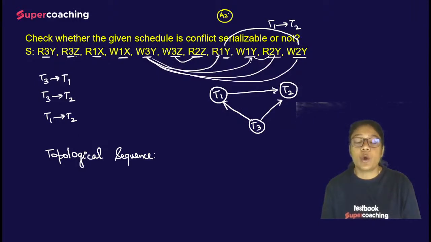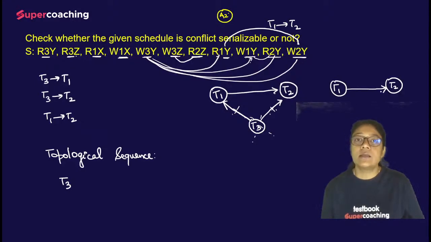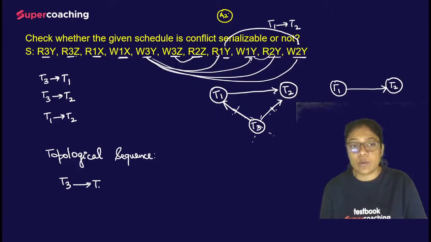Now we know that the topological algorithm will start from the vertex with in-degree 0. So T3 has in-degree 0. So first we'll be taking this out, T3, along with its outgoing edges. Now we are left with T1 and T2. When you delete T3 along with its outgoing edges, we are left with T1 and T2. And here T1 is the vertex with in-degree 0. So next we'll be taking T1 and then T2. This is the topological sequence.